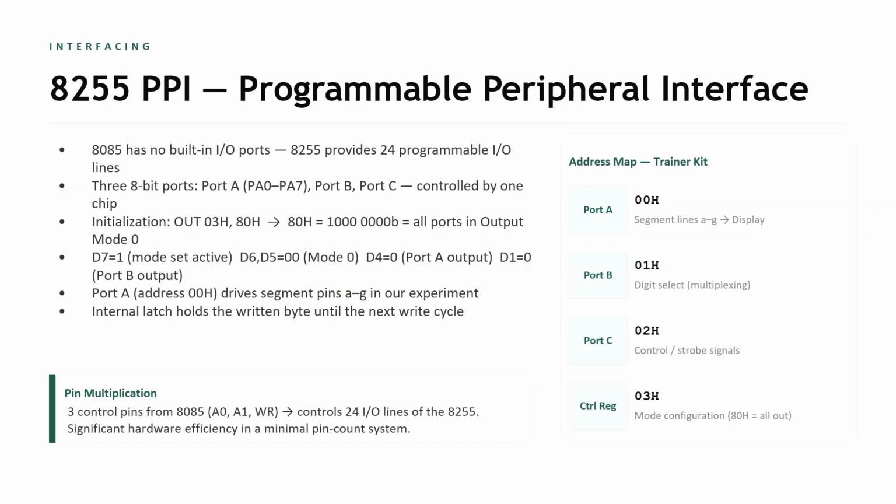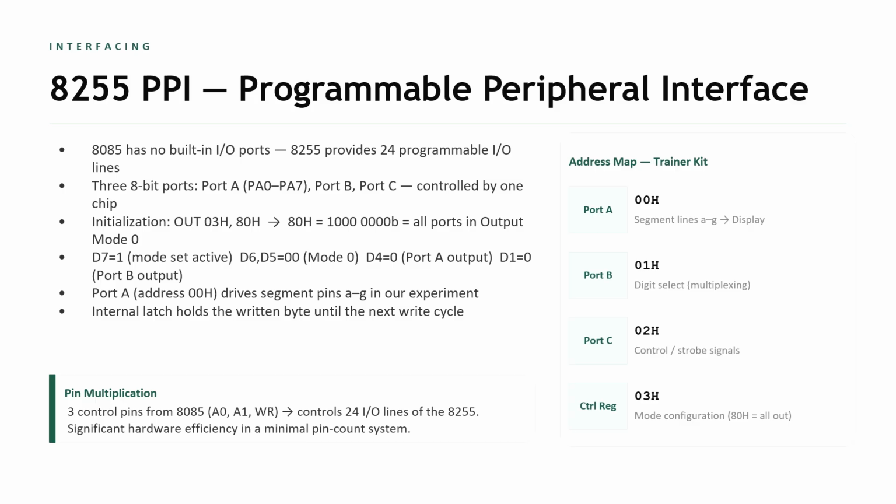The 8085 has no built-in input-output ports. The 8255 programmable peripheral interface provides 24 programmable input-output lines organized as three 8-bit ports, port A, port B, and port C, all controlled by a single chip.